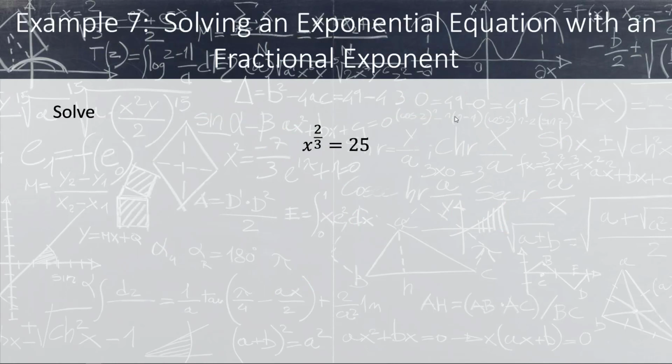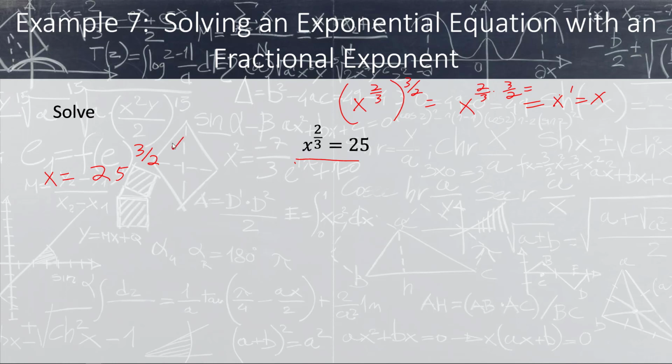Okay, well, what about something like this? Well, notice that if I raise x to the 2/3 to the reciprocal of 2/3, which would be 3/2, then using the power rule, I will have that this is equal to x to the 2/3 times 3/2, which is equal to x to the 1, or just simply x. So that basically means that x is going to be equal to 25 raised to the 3/2 power.